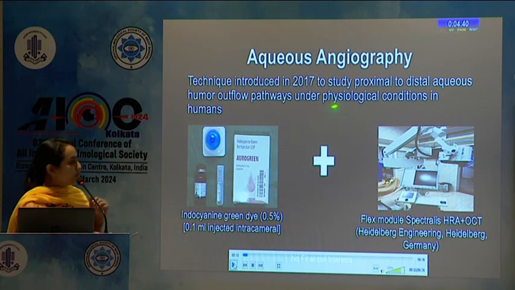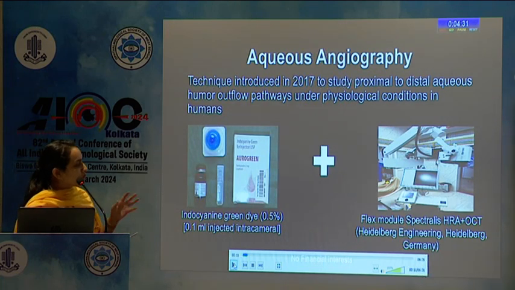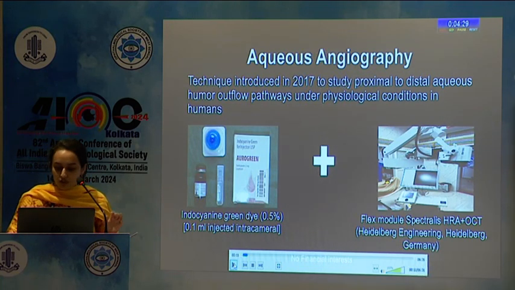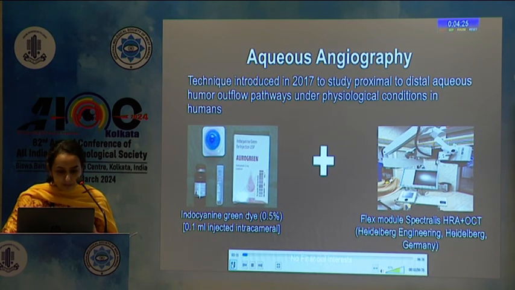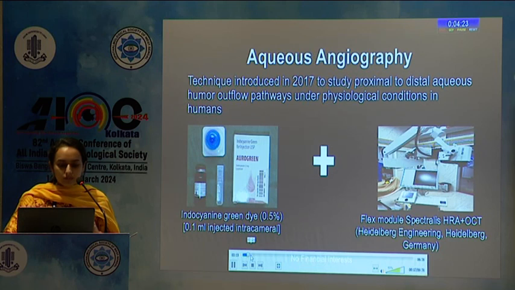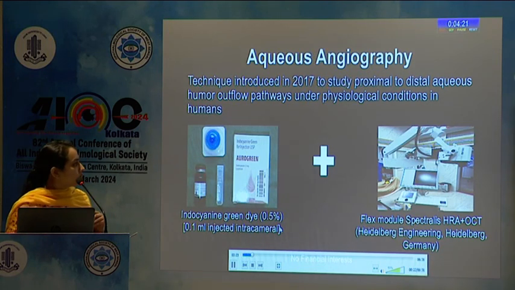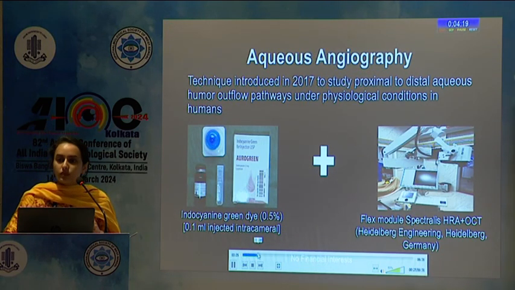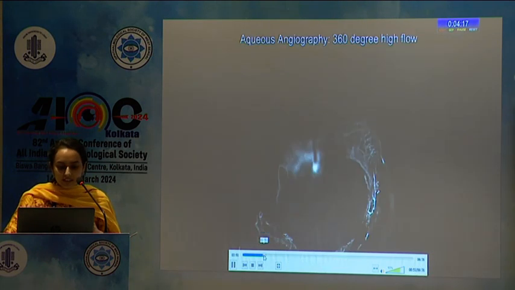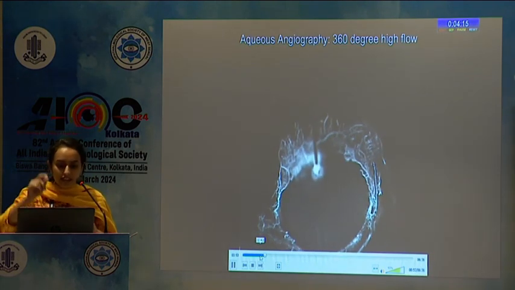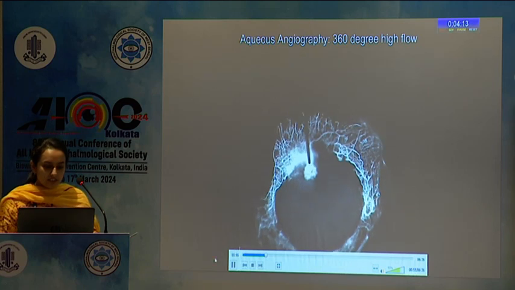So we use the indocyanine green dye in a concentration of 0.5%, and even 0.1% is used. And this is the Flex module of Spectralis HRA OCT, no financial disclosures. And I would like to show you how it looks. Indocyanine green dye, 0.1 ml of which is injected, is now being explored into the anterior chamber and images captured using the machine.